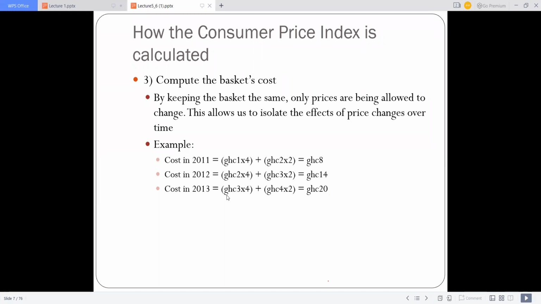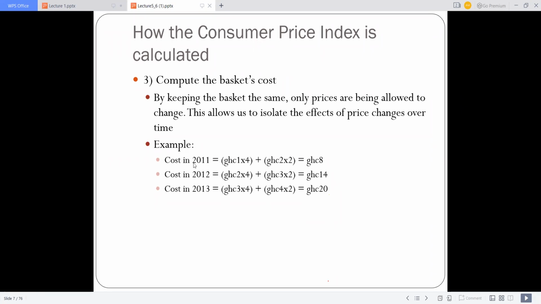2013, the same thing. The price of Kenke is 3 Ghana cedis. How many quantities were given? 4, right? So 3 times 4. Let's go to fishes. What's the price of fish in 2013? 4 cedis. How many quantities were given? 2. When we are done, we add them up. So these are our costs in the years respectively.